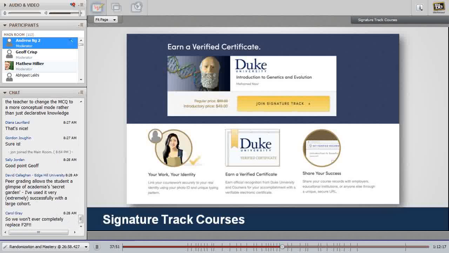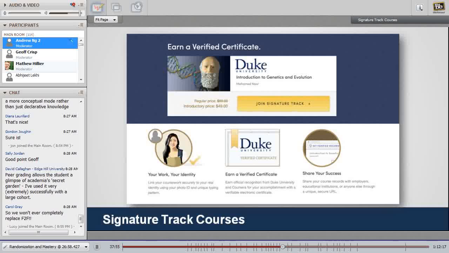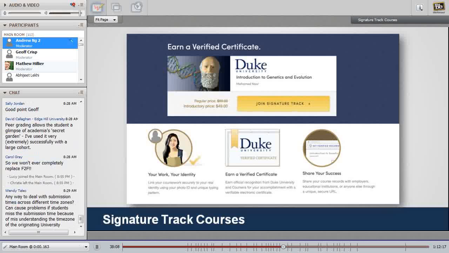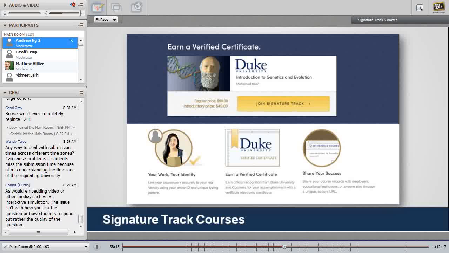In the Signature Track program, what we do is we ask students to show us their photo IDs, so their driver's license or passport or similar, so that we know their real name and we know what they look like. Then, if you're a student in this class, every time you submit a piece of homework, we use a technology called keystroke biometrics.